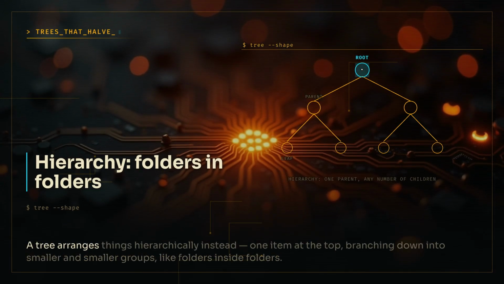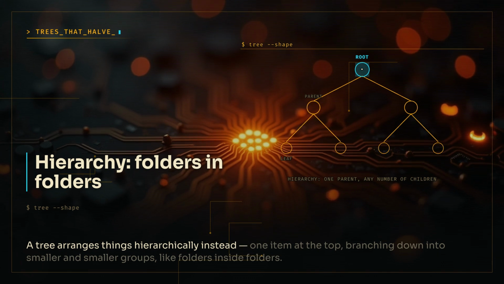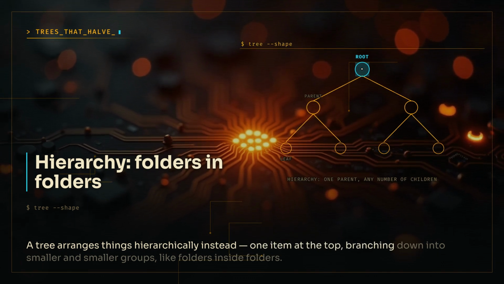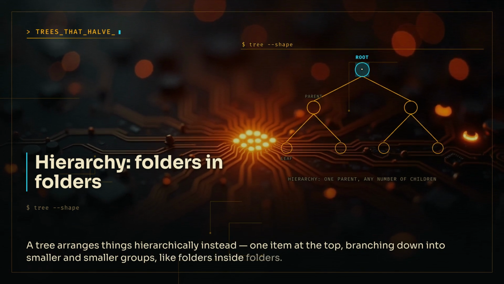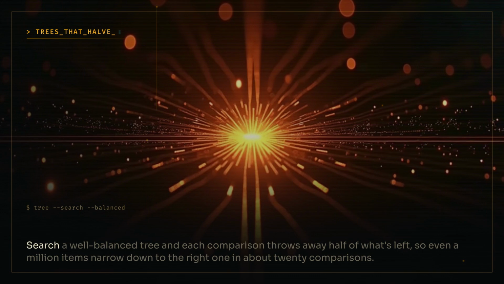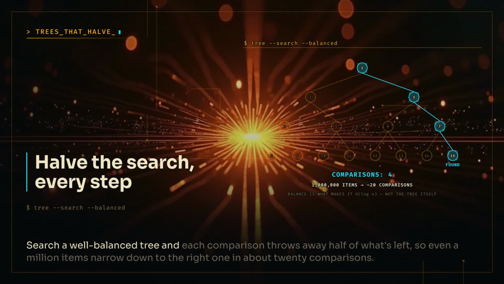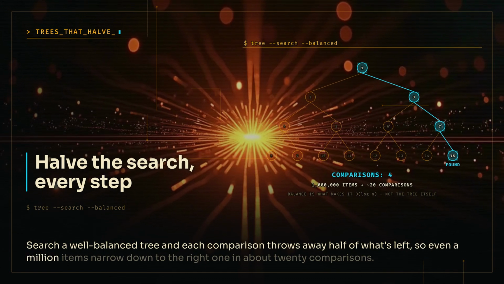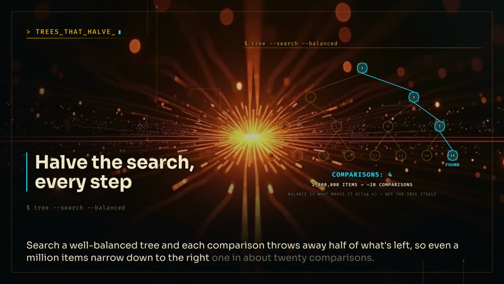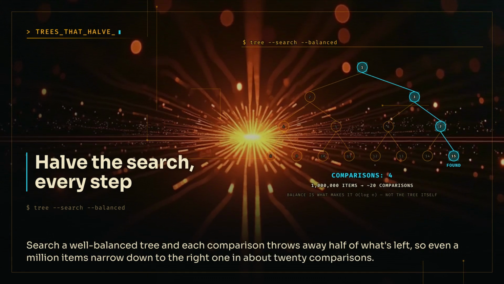A tree arranges things hierarchically instead. One item at the top, branching down into smaller and smaller groups, like folders inside folders. Search a well-balanced tree, and each comparison throws away half of what's left, so even a million items narrow down to the right one in about 20 comparisons.